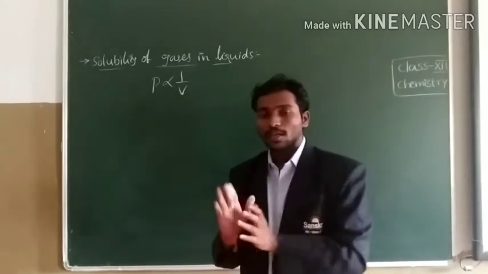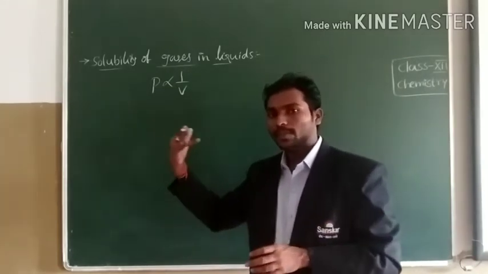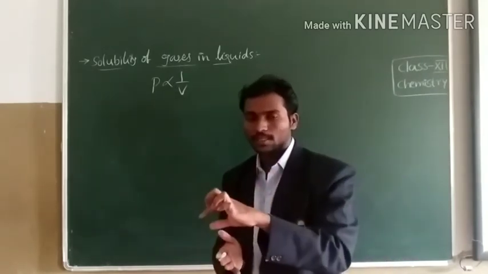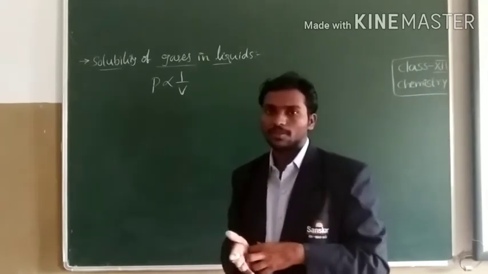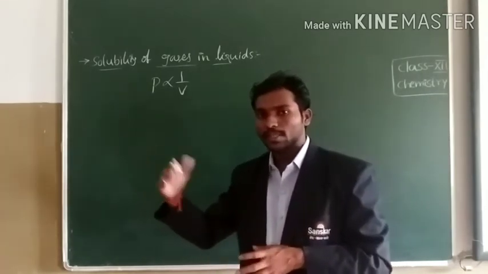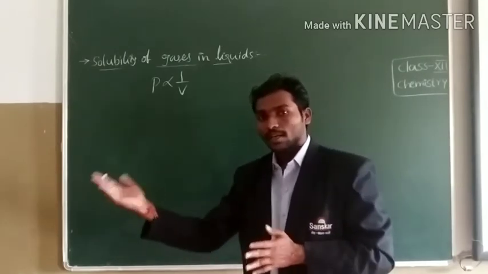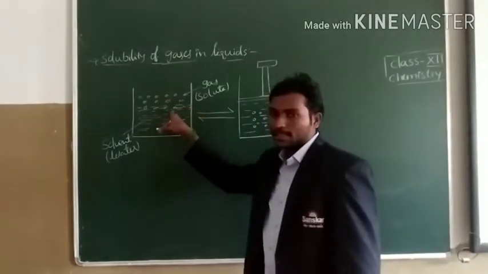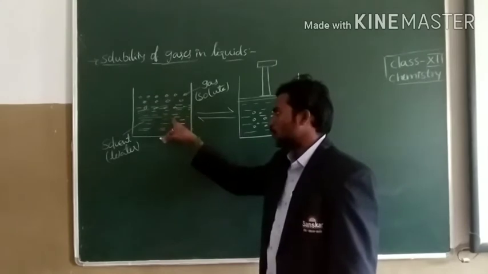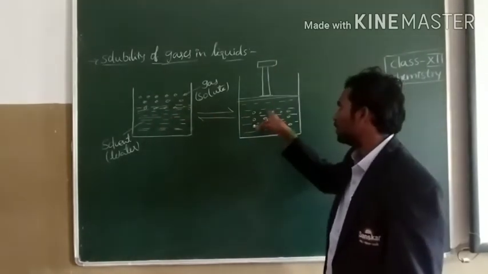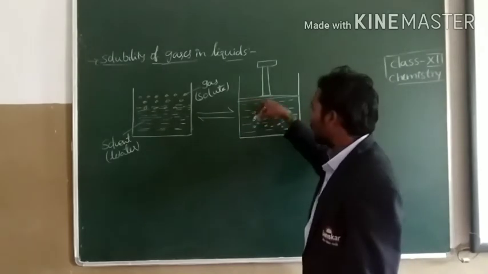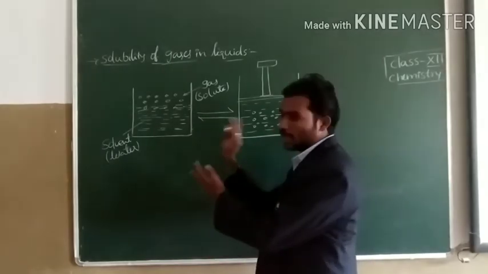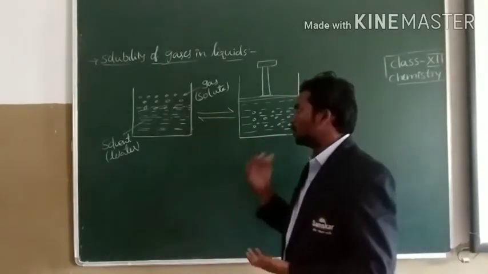But at the same time, some of the gaseous particles may not remain soluble in the given solvent. Let us say X number of gaseous particles are dissolving in the given solvent and simultaneously X number of gaseous particles are coming out of the solution. The number of gaseous particles entering the solution is equal to the number coming out of the solution. If this happens, then a dynamic equilibrium exists between the two systems.